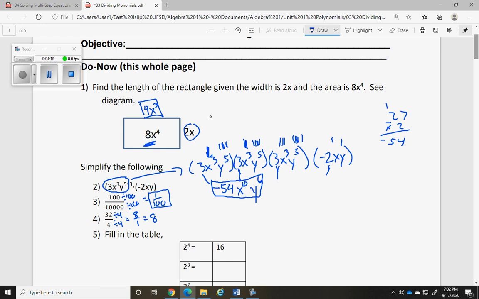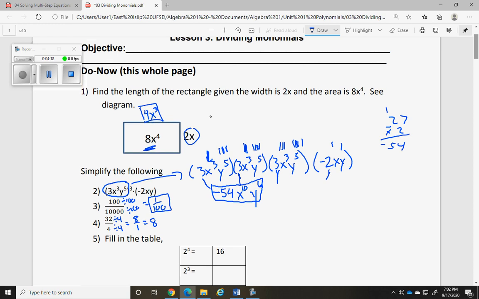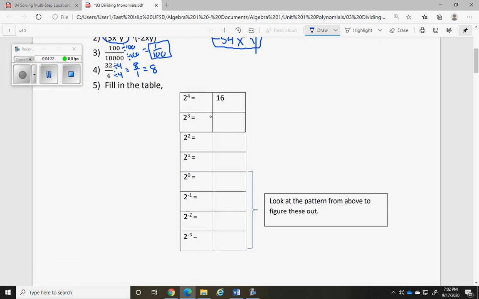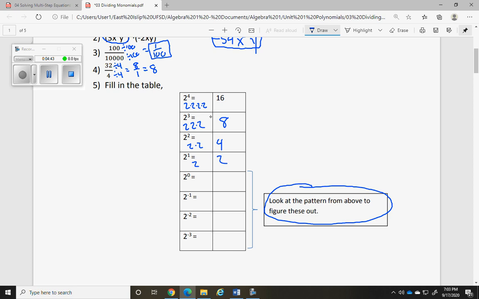Number 5 might not seem related maybe to what we've been doing, because I'm asking you to fill in a table. And this is really important. I want you to look at the pattern from above to fill in these bottom few. I think up here, it's pretty easy. 2 times 2 times 2 times 2 is definitely 16. 2 times 2 times 2 is 8. 2 times 2 is 4. Just a 2 is a 2.